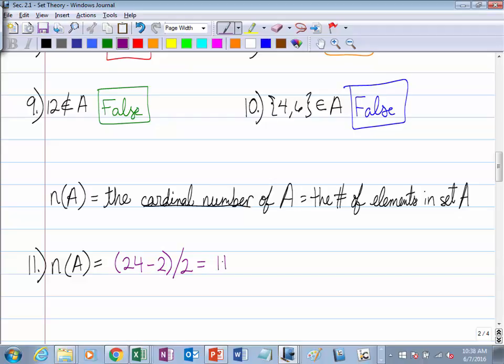So let's just make sure. So 2, 4, 6, 8, 10, 12, 14, 16, 18, 20, 22, 24. So that's actually 12. Okay. So we need to add 1 to that, I think. Maybe that's the ticket. Add 1. That's 12.